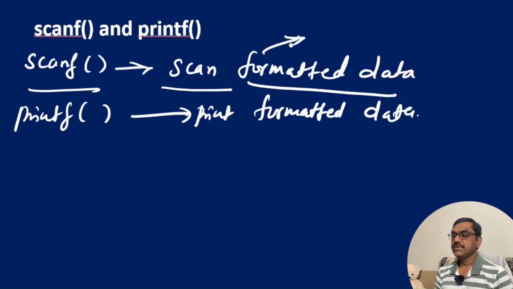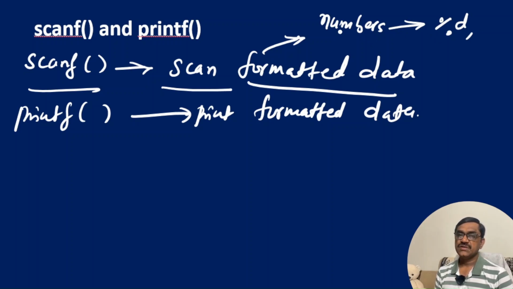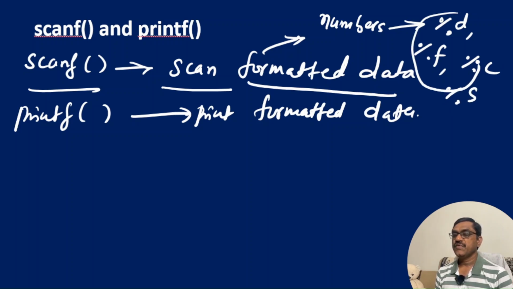Formatted data means whenever you give the input in the form of data, may be numbers. Numbers means we can write integers. So for that, we are using the control string or format string %d. For integers, we are using %d. Numbers can be either integer or real values. So for real values, we can use the control string or format specifier %f. For characters, we use %c. For strings or text, we use %s. So these are the various types of data, right? This data comes under formatted data.